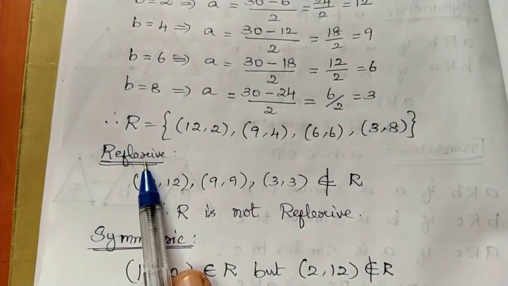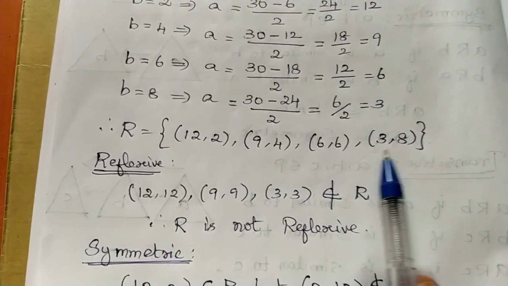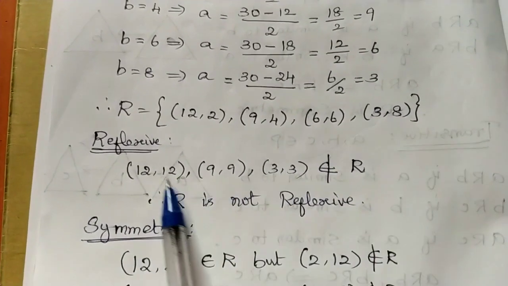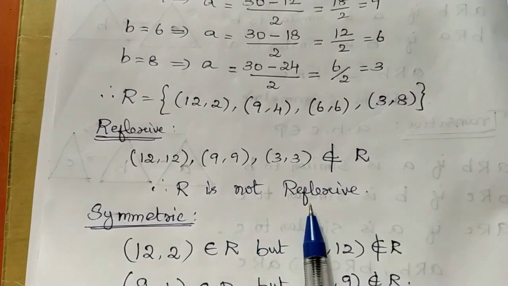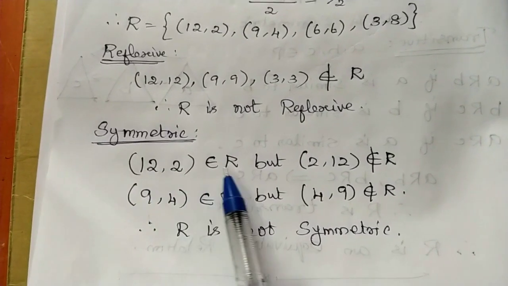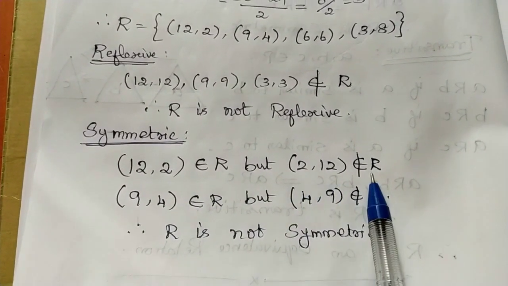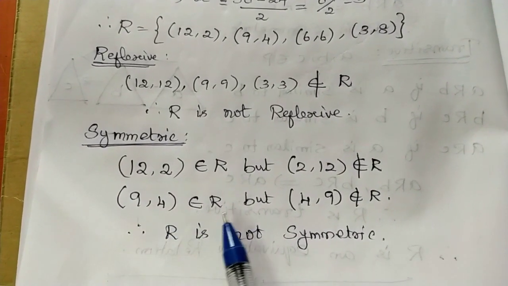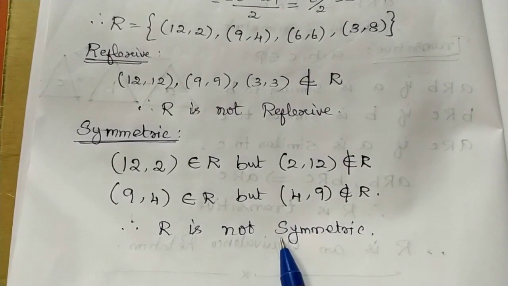Reflexive: here for 12 we want (12, 12), for 9 we want (9, 9), for 3 we want (3, 3). These values are not in R. Therefore R is not reflexive. Symmetric: (12, 2) belongs to R means we want (2, 12) to belong to R, but (2, 12) does not belong to R. (9, 4) belongs to R means we want (4, 9) to belong to R, but (4, 9) does not belong to R. Therefore R is not symmetric.